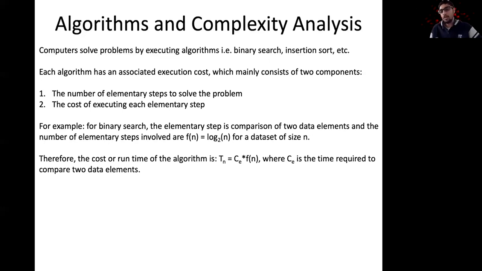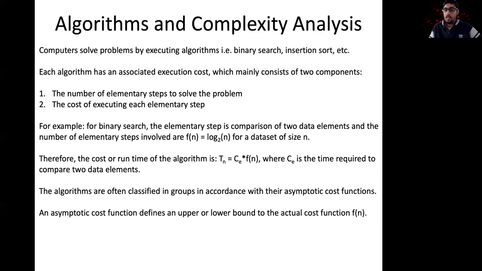So what will be the total cost of running binary search on your classical machine? The total cost or runtime would be T(n), which will be CE times F(n). F(n) is the cost of the algorithm itself, which is basically log base 2 n steps. And then CE is the time to execute one step, which is the comparison of the two data elements. So total time is CE times F(n), right?